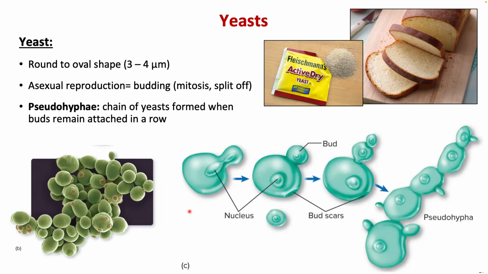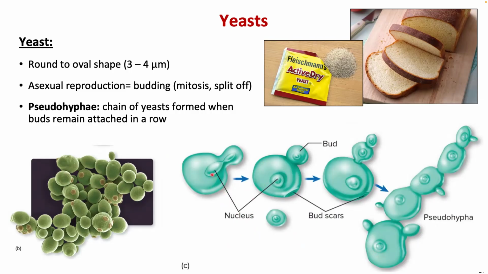They are pseudohyphae. Basically, instead of forming true hyphae, they grow and attach to each other, forming long chains. As you can see in this picture, they just grow and attach to each other. And here in C is an image of how their reproduction occurs.